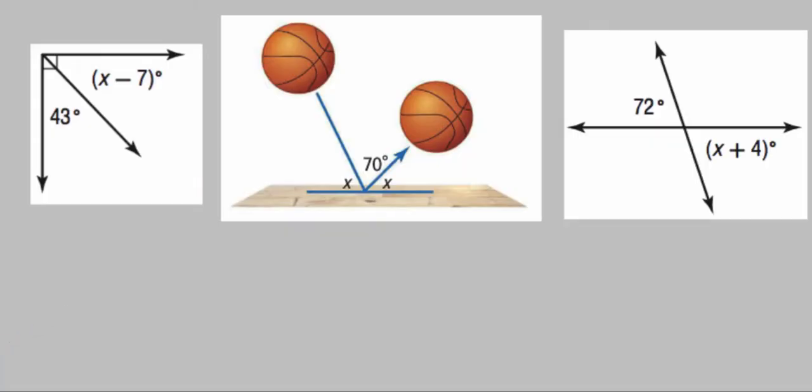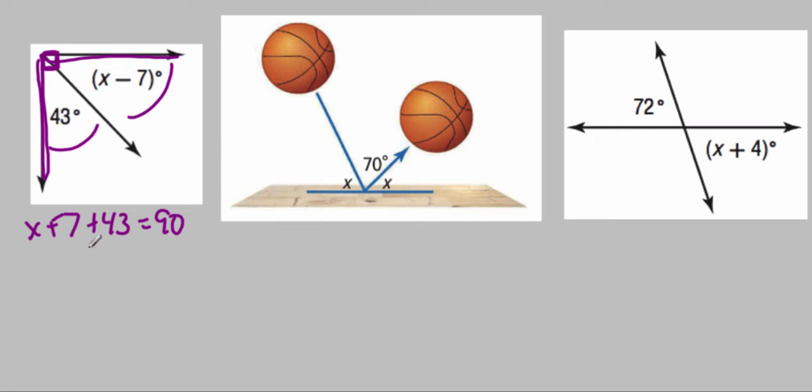So let's see a couple more. Take a look at these two here. We've got 43, and we've got x minus 7. But notice on the outside of them, it forms a right angle, meaning they are complementary, meaning they add up to be 90 degrees. So I have x minus 7 plus 43 is equal to 90.